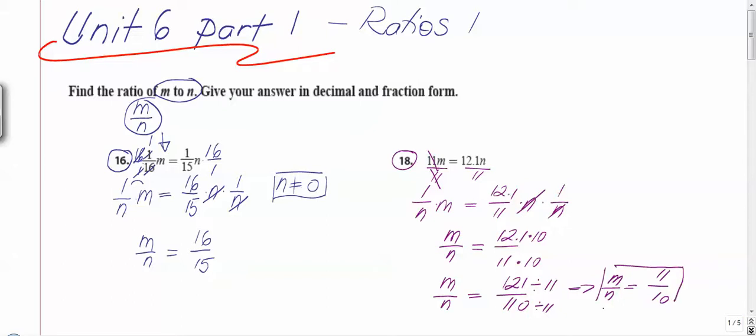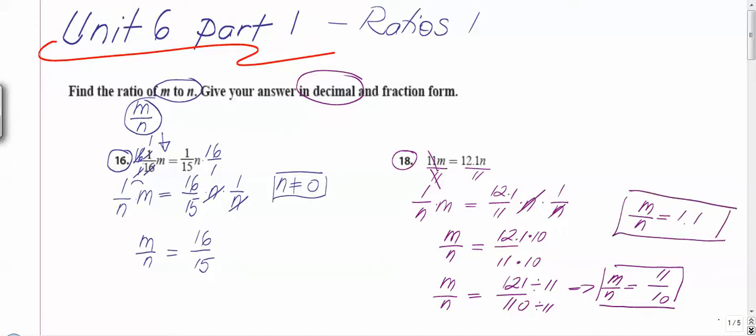Okay, and if you want, you should move on and give the second part of your required answer in a decimal form. M over n in this case will be what? 1.1. That was an easy one, right? Okay, how about another problem?